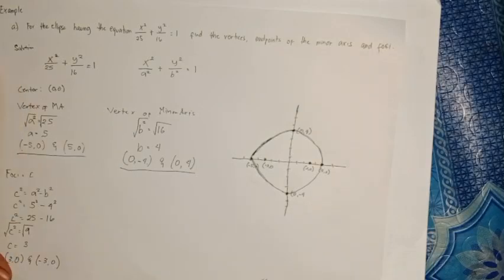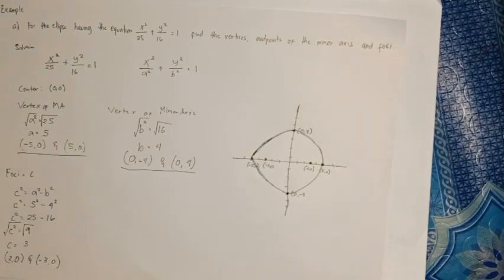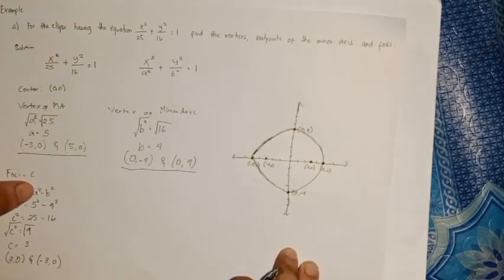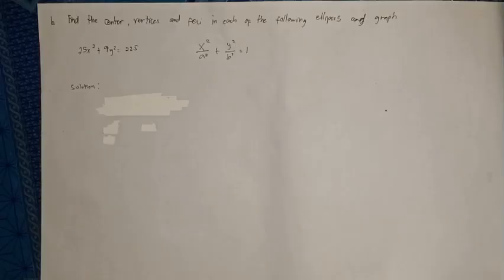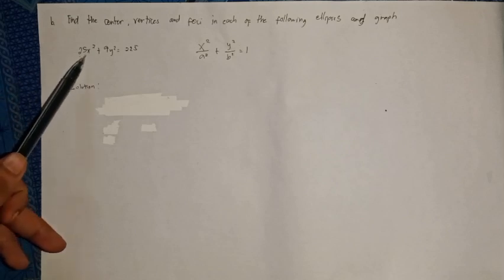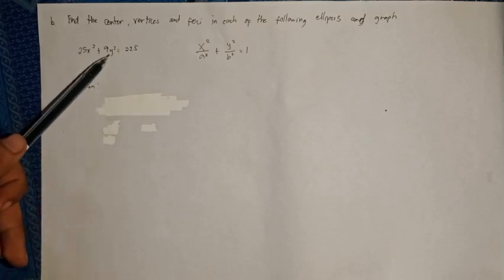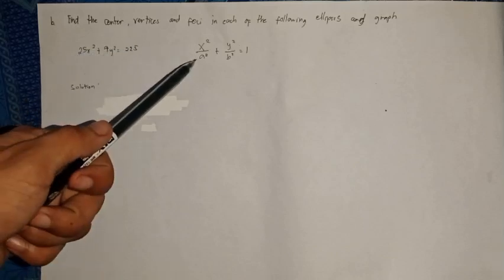Okay. Now let's proceed to our second example. Find the center, vertices, and foci in each of the following ellipses and graph. Now we have here an equation: 25x squared plus 9y squared is equal to 225. Let's make this equation into the standard form of an ellipse.